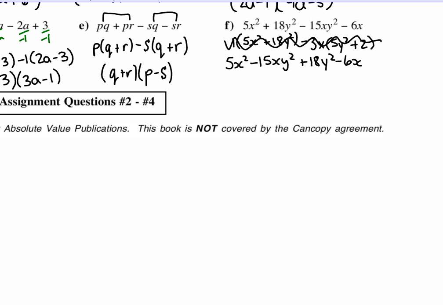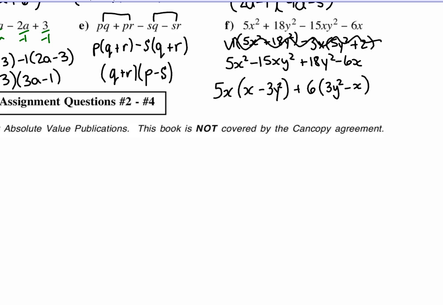So I'm just going to change the order of the polynomial. Okay, now the first two. What can we factor out? 5 and x. And what are we left with? x minus 3 and y squared. Okay, plus, is there anything in common in the second two? 6, and we're left with 3y squared minus x.